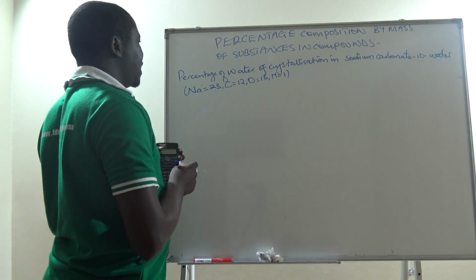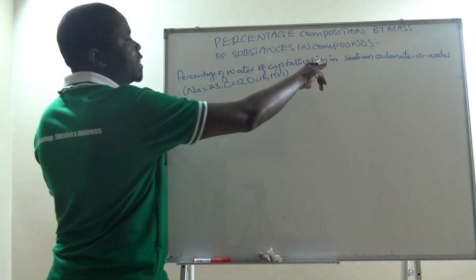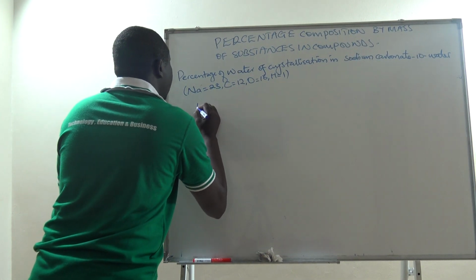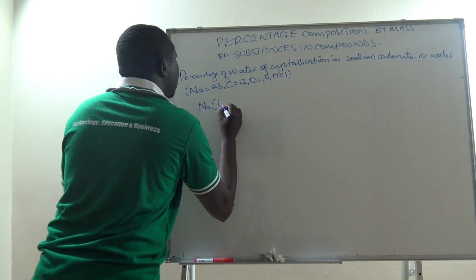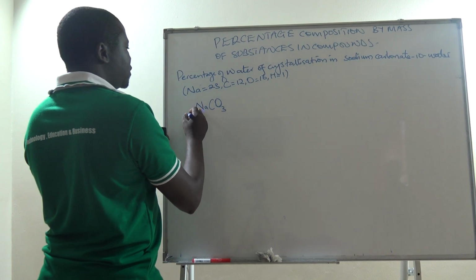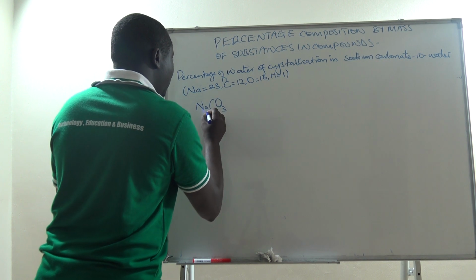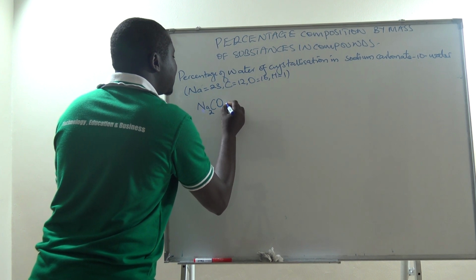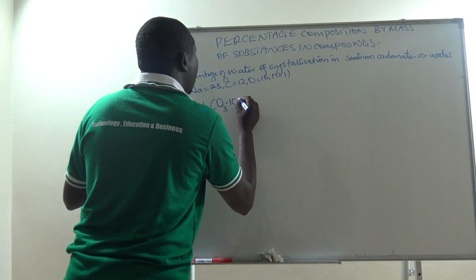Let us calculate the percentage of water of crystallization. And what do we do first? We first write the formula of the compound. This is sodium carbonate, and we have seen that the valency of sodium is 1, the valency of carbonate is 2, meaning that these 2 will come down here, and it is carrying 10 moles of water of crystallization. Dot 10 water.